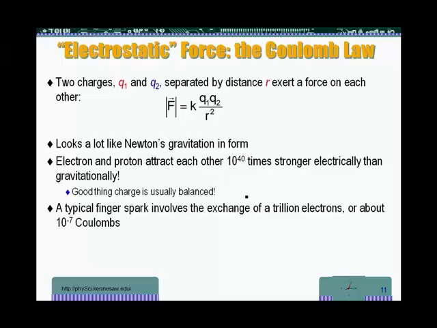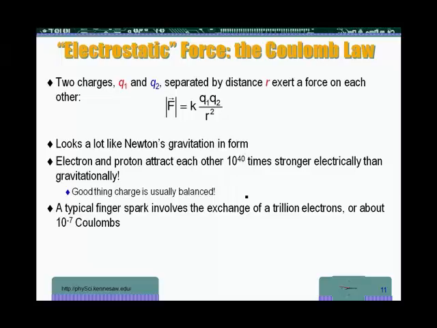Now, a few things to finalize about this. The electrostatic force, or Coulomb's law, tells us that the force is proportional to the product of the charges and inversely proportional to the separation of the charges. It is very much like the universal law of gravitation, where the other one is G m1 m2 over r squared.